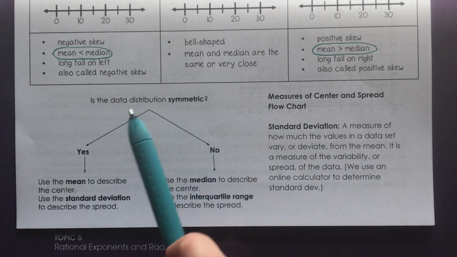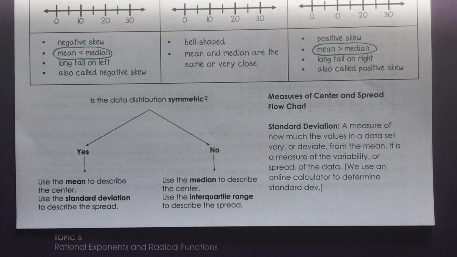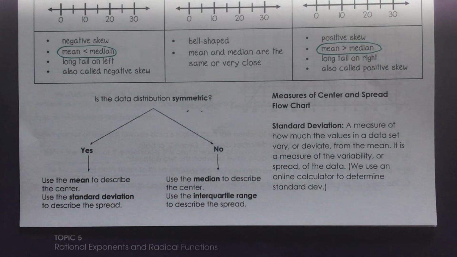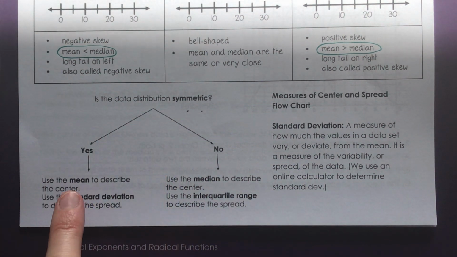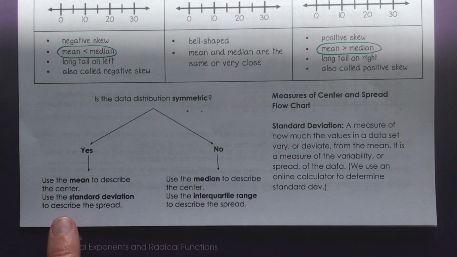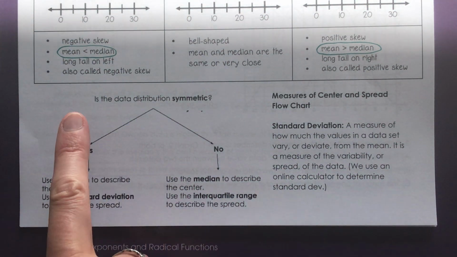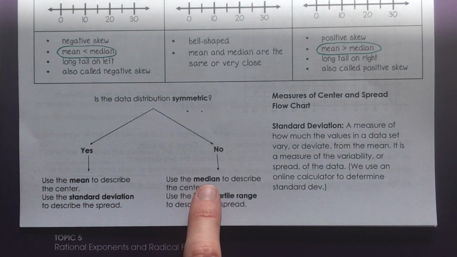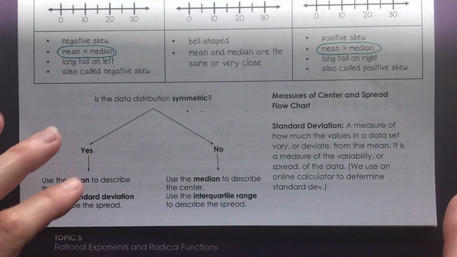So here's how you're always going to figure out how you're going to measure the spread and how you're going to measure the center. If the data is symmetric, you're going to use the mean to describe the center, and you'll use the standard deviation to describe the spread. If the data is not symmetric, then you're going to use the median to describe the center and the interquartile range, which we did on the other page, to describe the spread.